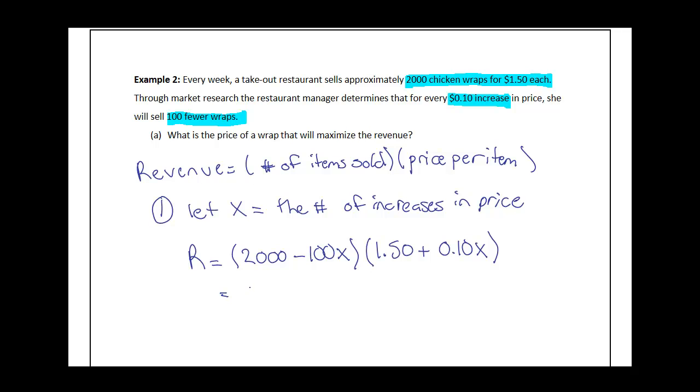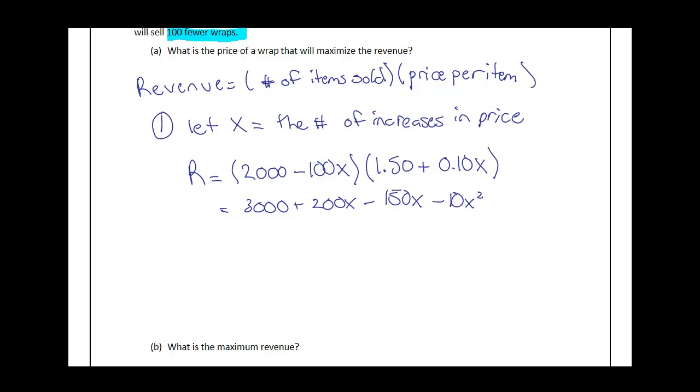So let's get 3,000 plus 200x minus 150x minus 10x squared. Let's rewrite that in our normal form, and we'll get negative 10x squared plus 50x plus 3,000. So this is an equation in general form. But in order to find the max, we need to put it into standard form. So let's go ahead and complete the square.